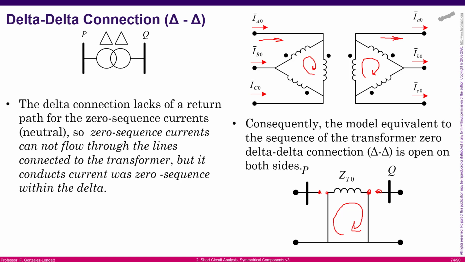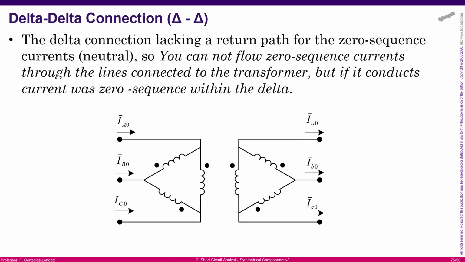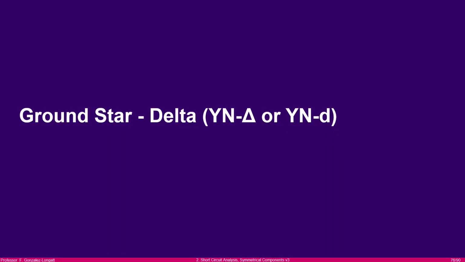For zero sequence of the delta-delta transformer, what you need to understand is that there is no possibility of having zero sequence current through the lines connected to the transformer. As a consequence, the equivalent model is an open circuit from the lines on both sides. Okay. Now let's go for a very interesting connection.